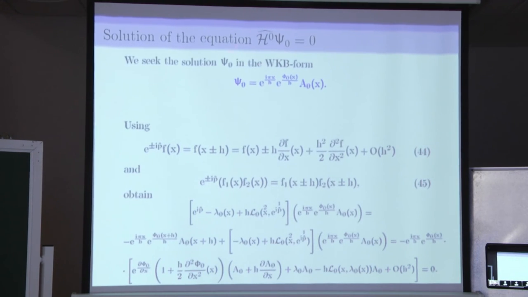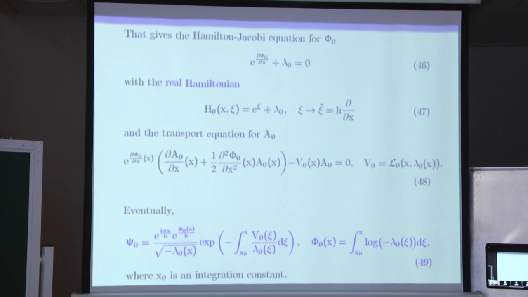If we consider the equation defined by the operator H0, the solution psi 0 corresponds to the global root lambda 0. So it can be sought in the form of a WKB approximation. And if we substitute such a solution into our equation, we obtain a real Hamilton-Jacobi equation with real Hamiltonian and then a transport equation for the amplitude A. So here's the answer. It is the solution psi 0.